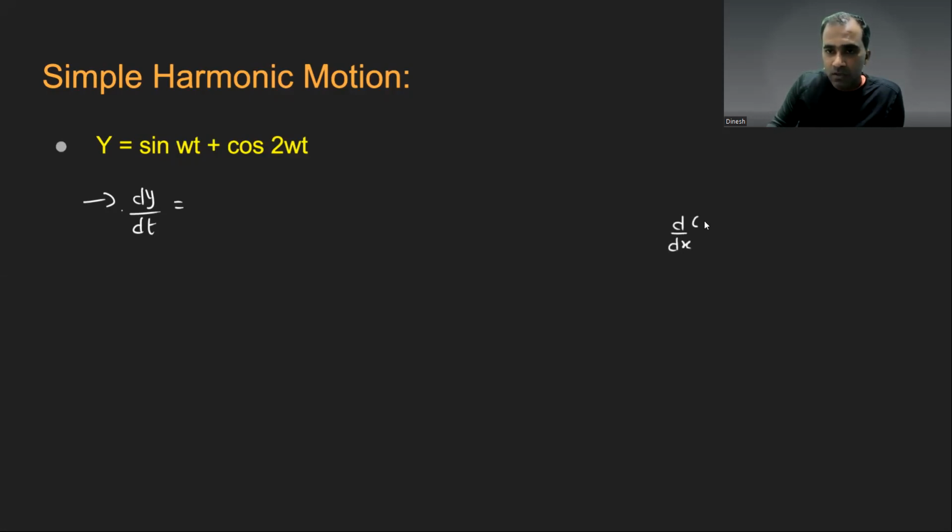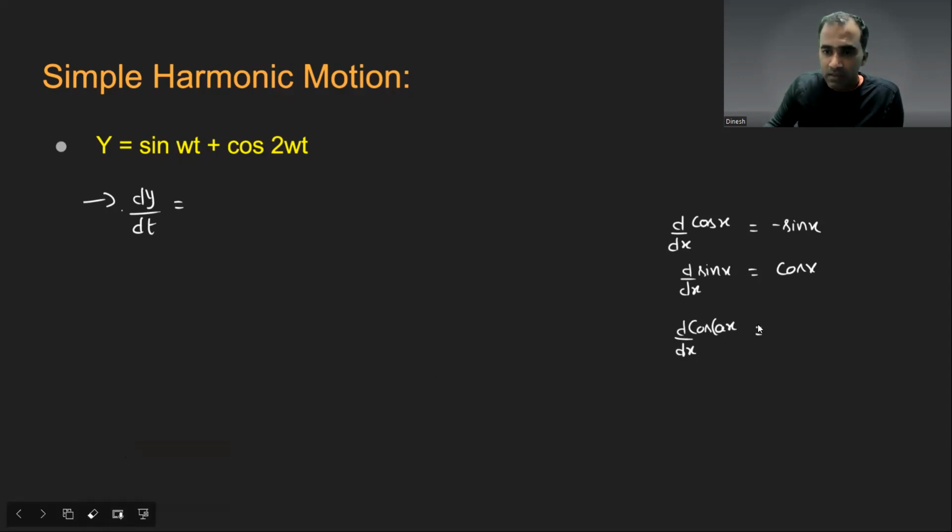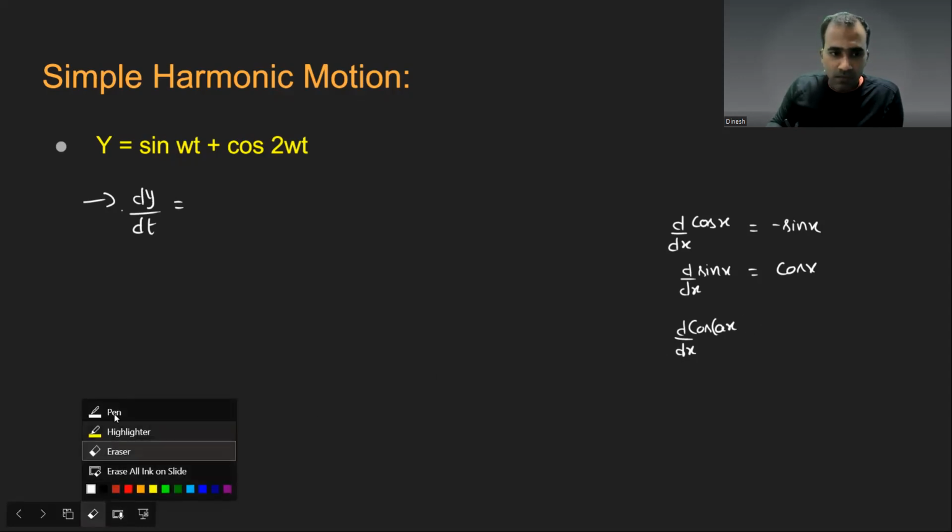D by dx of cos x is minus sin x. D by dx of sin x. Sin x differentiation is cos x. And cos x differentiation is minus sin x. Now, if you differentiate, instead of cos x, if you differentiate cos ax, it can be cos ax, or it can be cos ax plus some constant also.